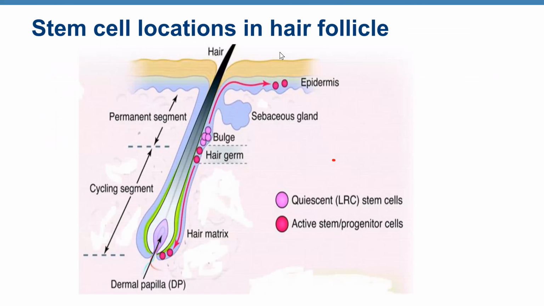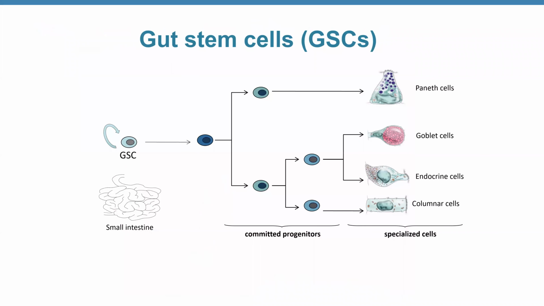So here's your skin, right? That's your skin, epidermis and dermis, and you have a hair follicle. That's this area right here. In a hair follicle, you will find active stem cells and progenitor cells that are associated with your epidermis and hair follicle. That's why your hair is growing your entire life, right? Here's another example of epithelial stem cells, called gut stem cells, found in the small intestine.